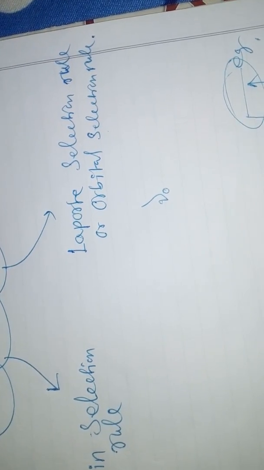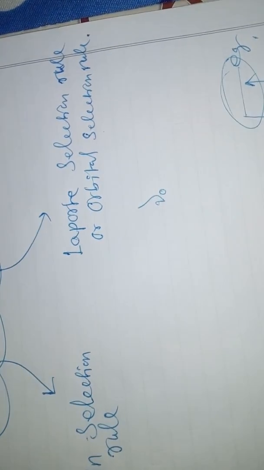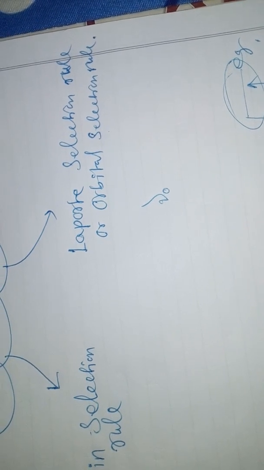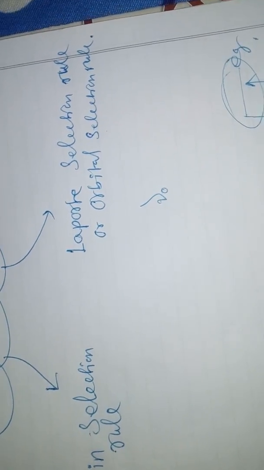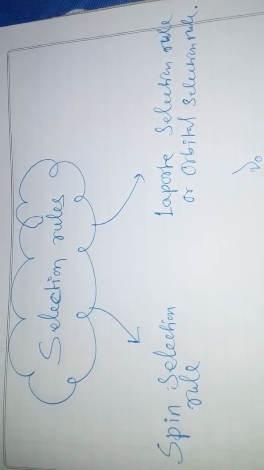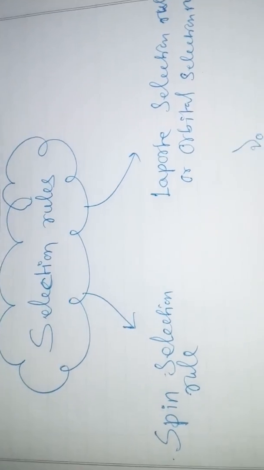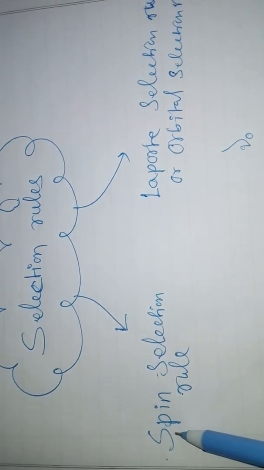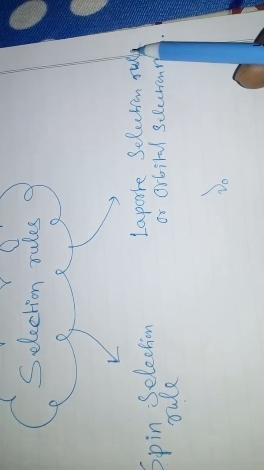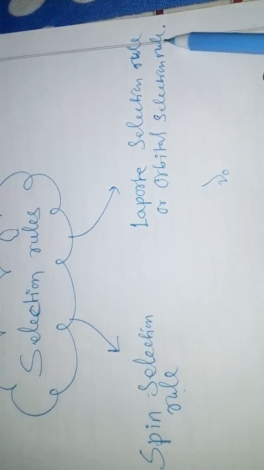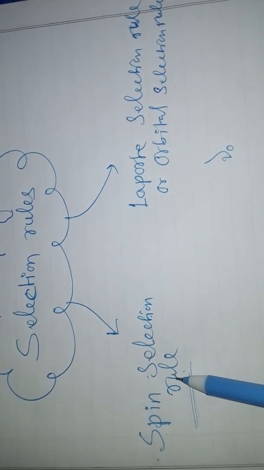The absorption of light radiation by a sample follows certain set of rules known as selection rules. So selection rules are of two types. The first one is spin selection rule. The second one is Laporte selection rule or orbital selection rule. So now I have to explain the spin selection rule.